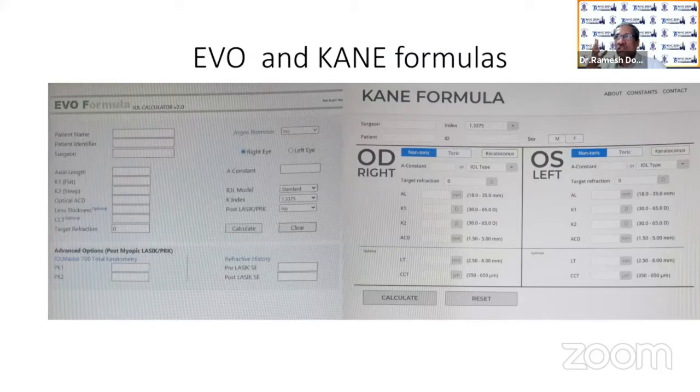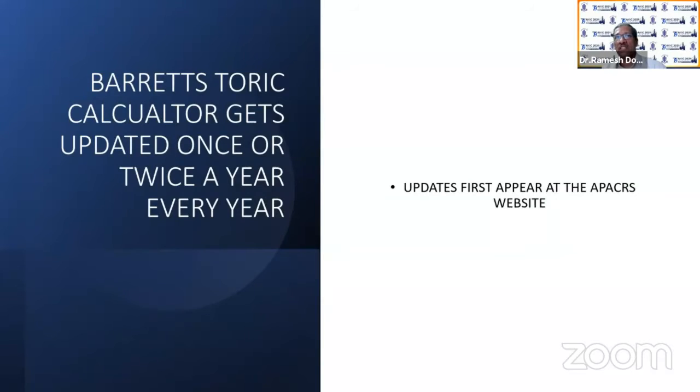My talk is on Barrett's toric calculator, but I should mention this: the EVO formula and the CAME formula in some of the most recent publications are supposed to be slightly 5 to 10% better than the Barrett's toric. So this may become the future. As of now, I'm not using them. I'm still using the Barrett's toric.